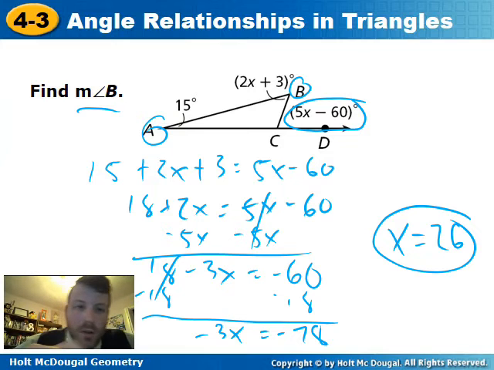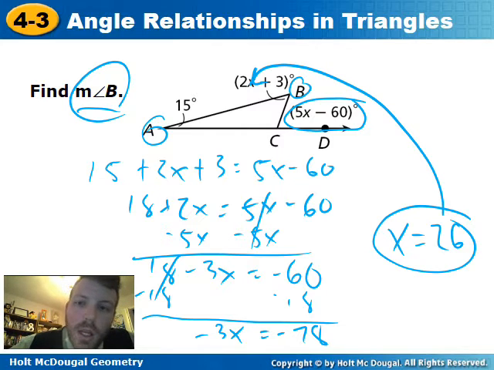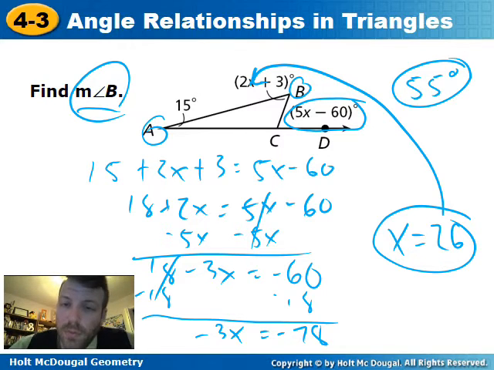But that's not your answer, because you need to make sure you plug it back in to find B, right? So you want to plug that back in, take 26 times 2, and you get 52, and then you add 3 to that, and you get 55. So we have a 55-degree angle. I can plug x back into here and find this angle as well if I wanted to.